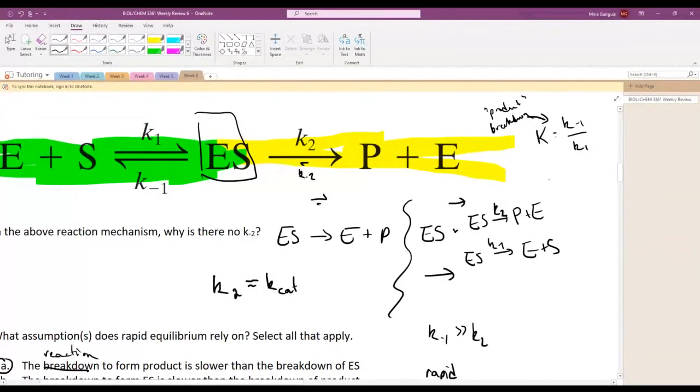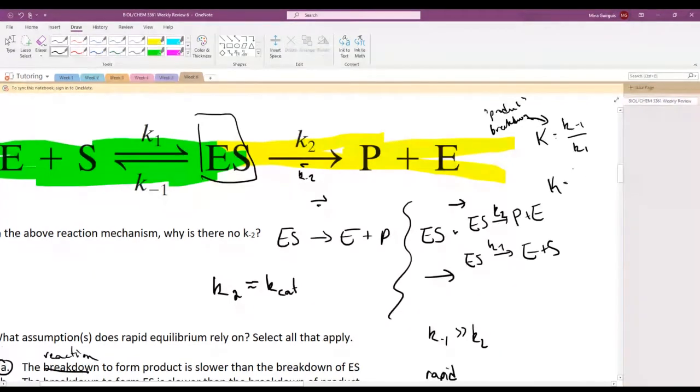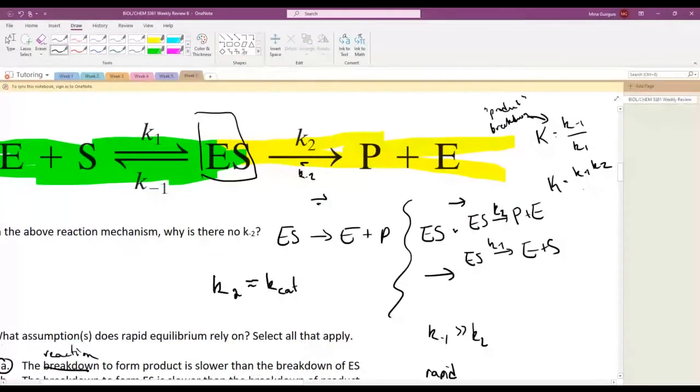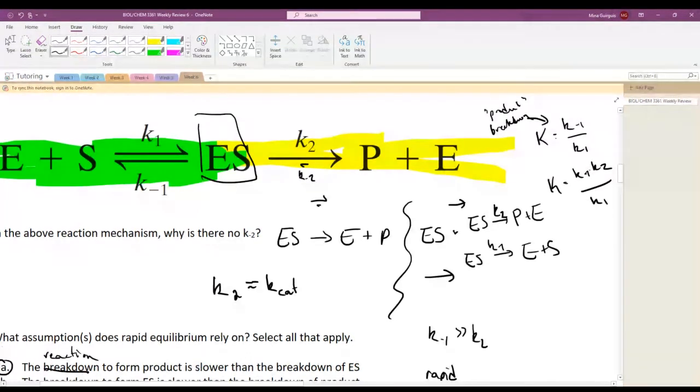So the K of the enzyme substrate complex is equal to, on the top, the things that destroy or break down the enzyme substrate complex. Well, that's K-1 and K2. And on the bottom is K1, so just everything that forms it. Well, we said that K2 is pretty small relative to K-1. Oh, and I'm sorry, that should be a plus in between them.